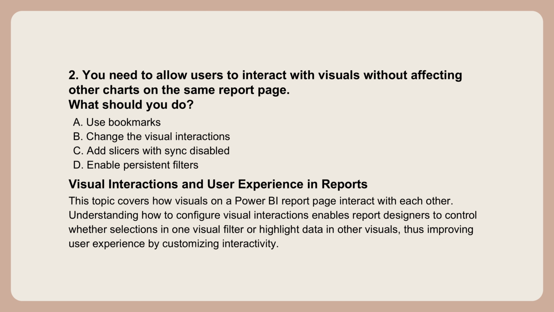Okay, moving on. Let's talk user experience. We've all seen dashboards where clicking one thing changes everything else, sometimes unexpectedly. Yeah, the everything-is-connected problem. Right. So imagine you want users to click on, say, a bar chart showing sales by region, maybe drill down into it. But you don't want that action to filter or change a separate card showing total profit on the same page. You want them independent. How do you achieve that?